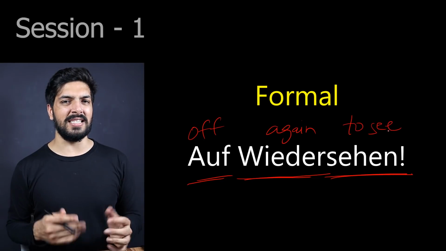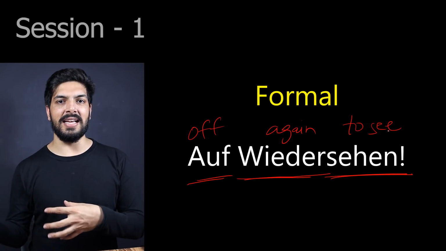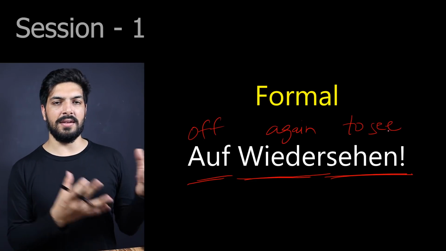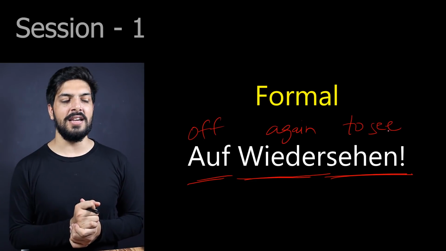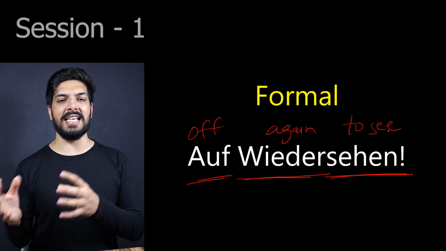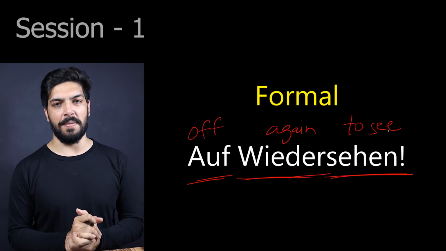Now you understand why this is goodbye. See you again, in a way, right? Again to see. Auf, see you again, which means Auf Wiedersehen. Auf Wiedersehen is bye bye.